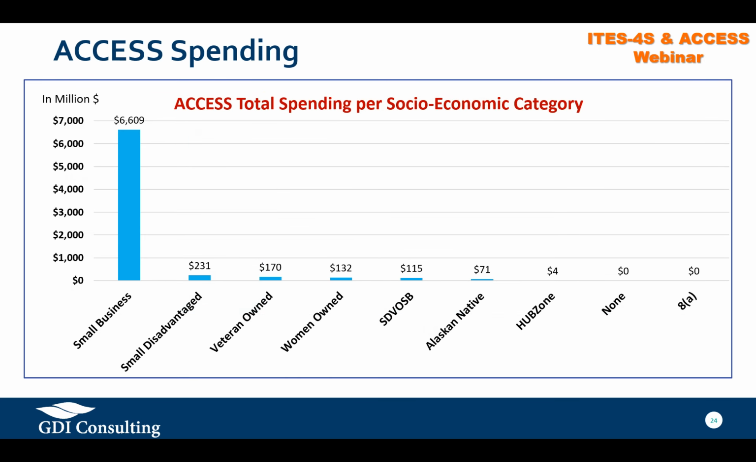In terms of socioeconomic category, you can see that it's essentially similar to ITES-3S, but more pronounced. Different socioeconomic categories did not get that many contracts. Small business, total small business, obviously $6.6 billion. So that's a large sum, but for the specific socioeconomic categories, you can see that the value of the contracts is very low compared to the overall small business.